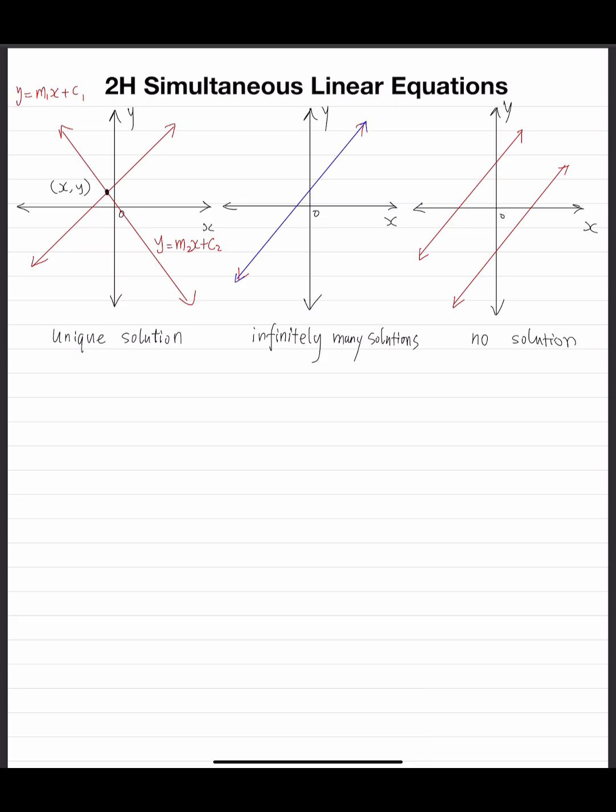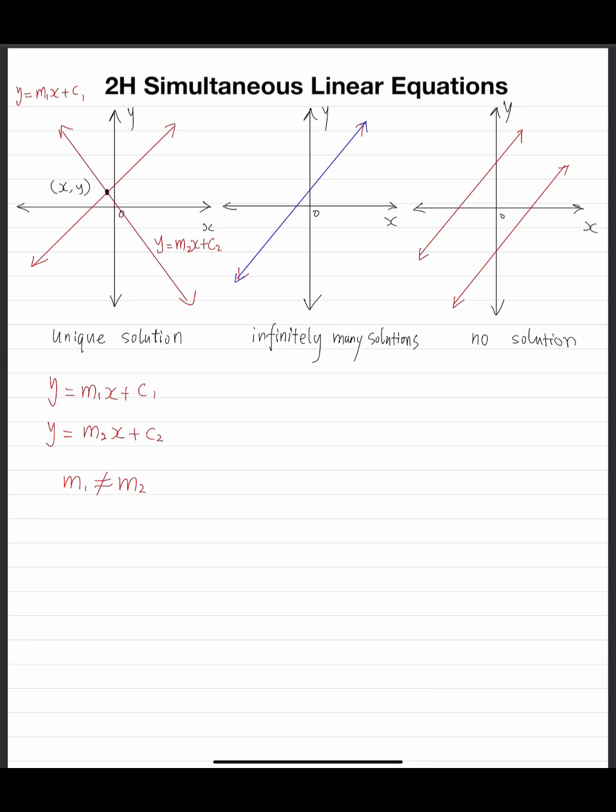In this case, if you have the two straight lines, which you can express as y equals mx plus c, we only need to restrict the gradient to make sure that the two gradients are not equal. As long as the two gradients are not equal, we will be expecting to see a unique intersection.